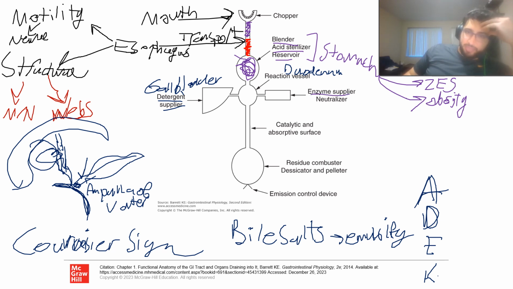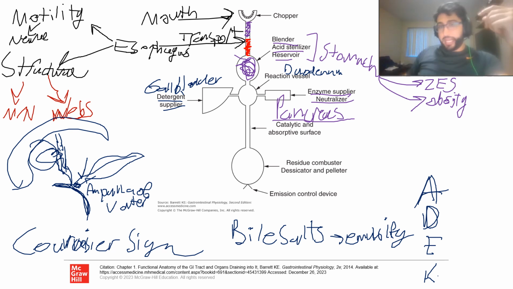So our enzyme supplier slash neutralizer, that's the pancreas. For example, in patients with chronic pancreatitis, you might need to supplement enzymes. One of the biggest risk factors for chronic pancreatitis is excessive alcohol use, and in these patients, they can get pain unless you supplement them with pancreatic supplements. Like they get this cramping. Aside from the chronic pancreatitis, they also just have pancreatic insufficiency, and that pancreatic insufficiency presents as these cramping pains.